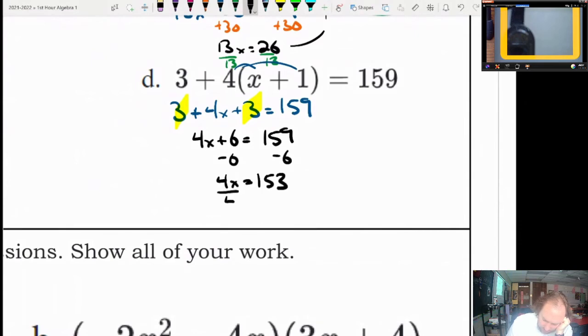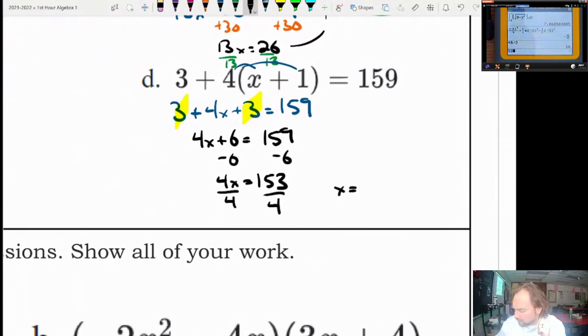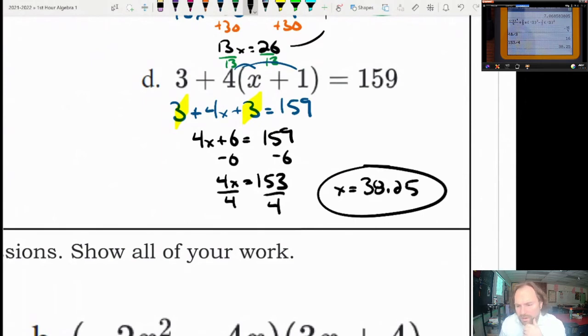Why a person made such a horrible math problem, I have no idea. But 153 divided by 4, if I pull up my calculator here really quick, is going to be some decimal, 38.25. I don't like that problem because I don't like bulky problems that have weird solutions, but I suppose that's what the answer is, so that's what it's going to be.